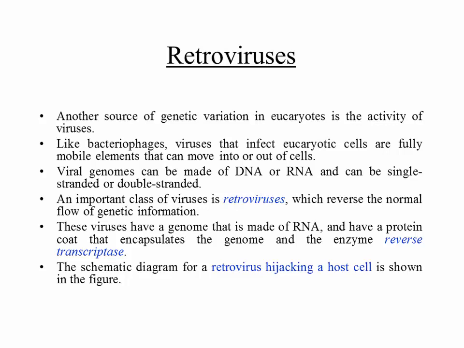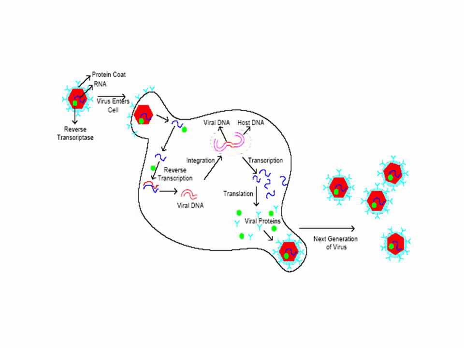These viruses have a genome made up of RNA, a protein coat that encapsulates the genome, and they also carry the enzyme reverse transcriptase, because you need reverse transcriptase to copy the RNA into DNA before integrating it into the host genome. The schematic diagram for a retrovirus hijacking a host cell is shown in the figure, and I'm going to try to explain that.